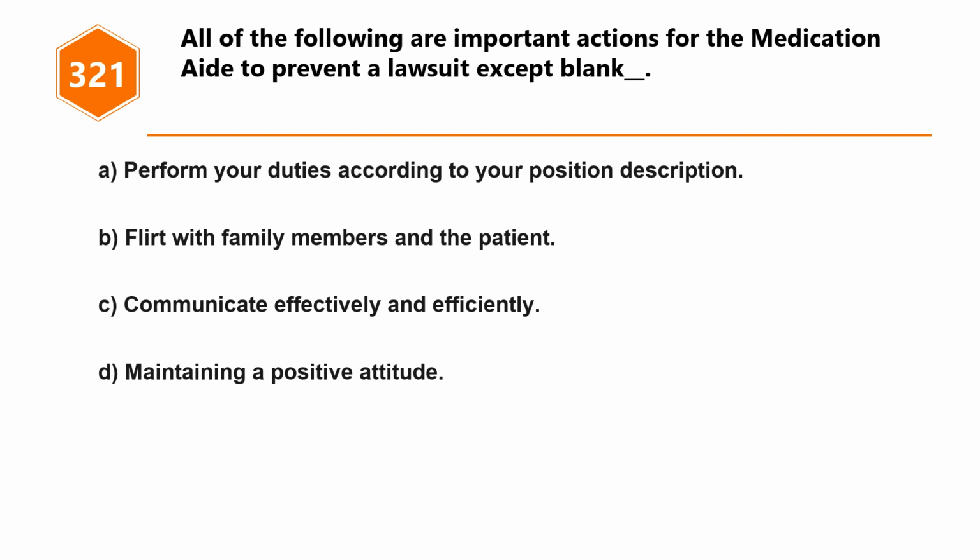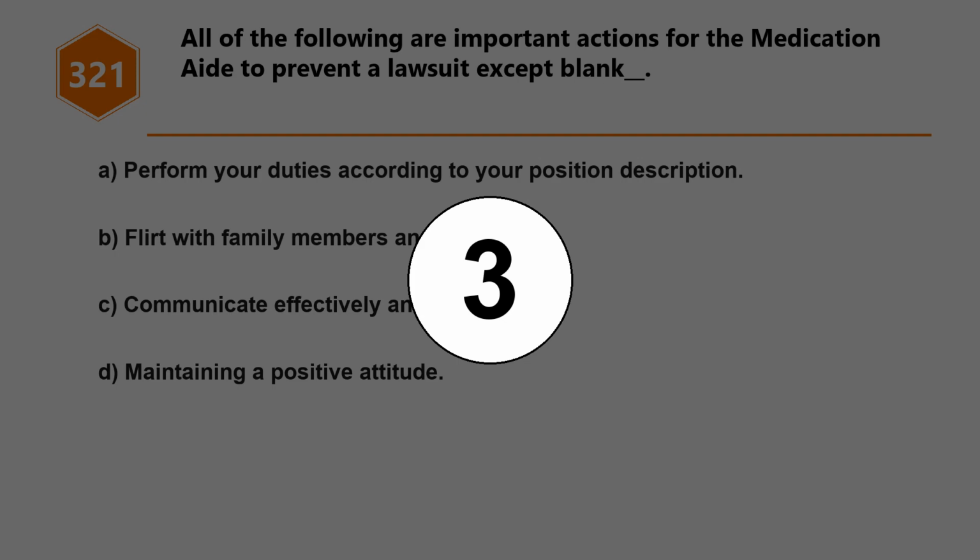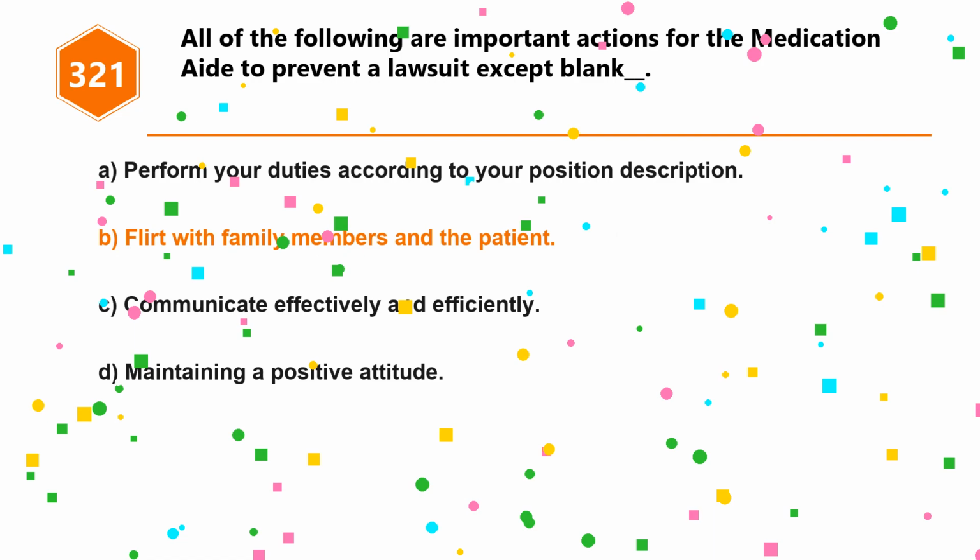Question 321. All of the following are important actions for the medication aide to prevent a lawsuit except blank blank. Option A, perform your duties according to your position description. Option B, flirt with family members and the patient. Option C, communicate effectively and efficiently. Option D, maintaining a positive attitude. The correct answer is option B. Flirt with family members and the patient.